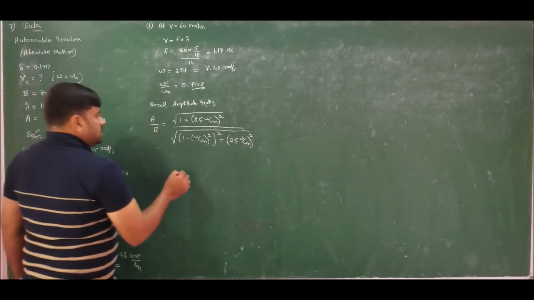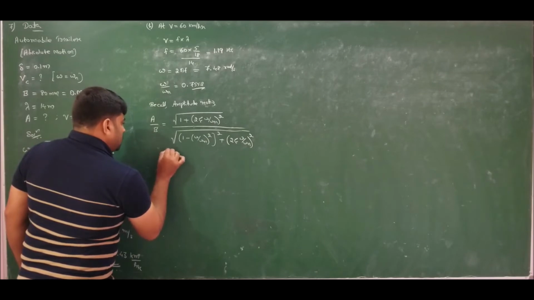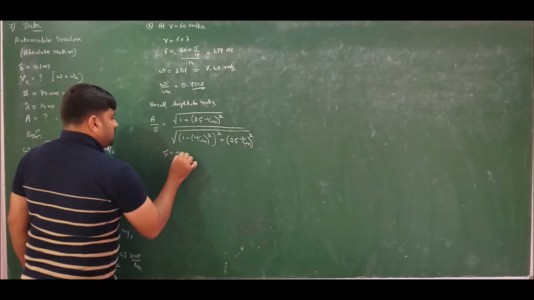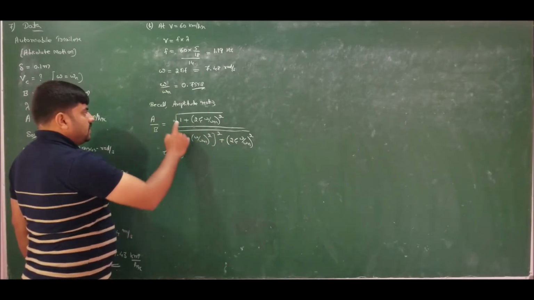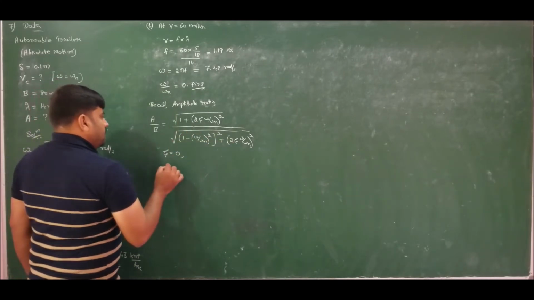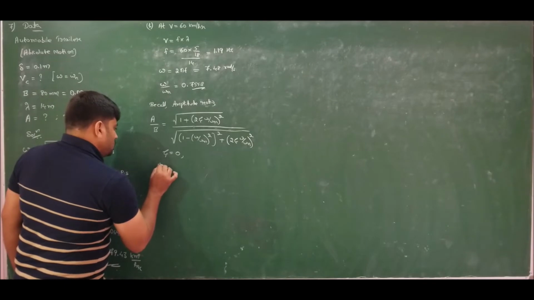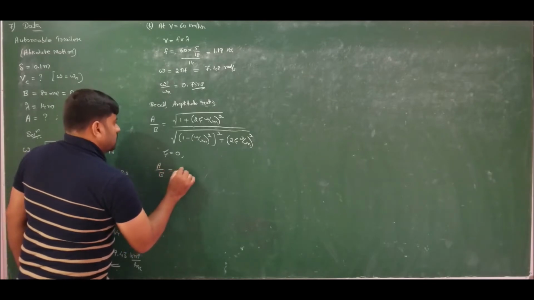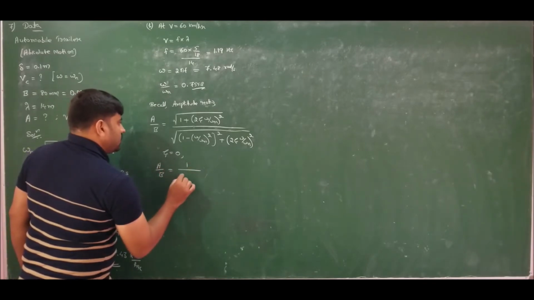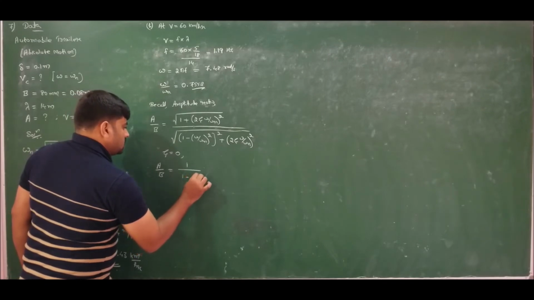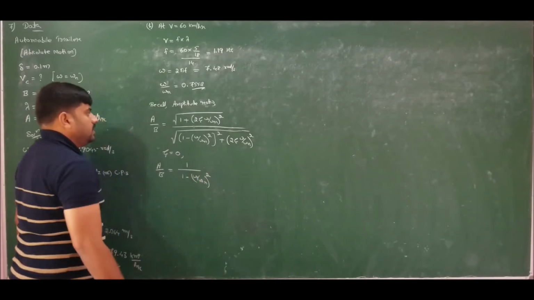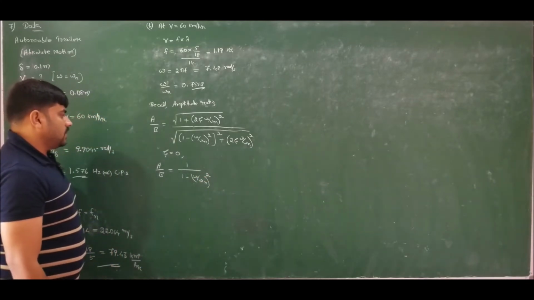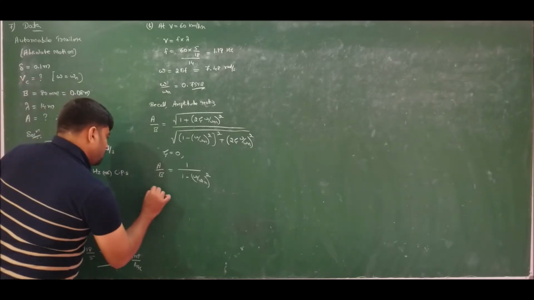Clear? Since nothing is specified about a dashpot, zeta should be 0. It is undamped. So these two terms will vanish. Now the equation boils down to A by B equal to 1 divided by 1 minus (omega by omega n) whole square. Here I want to make a very important note.